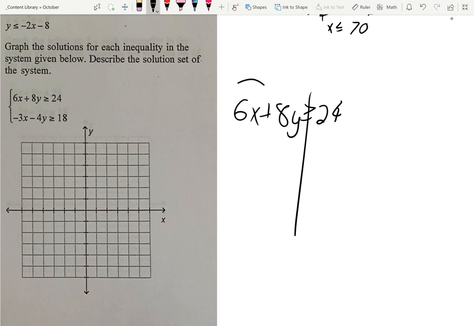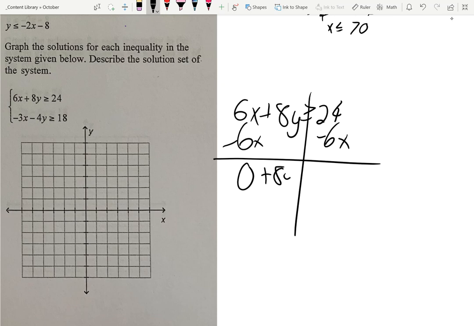So to cancel out 6x, we would subtract 6x. Now we're doing this on both sides to keep the equation balanced, but look what happens. 6x minus 6x is 0, right? It goes away. So that's going to be 0. Then we bring down the 8y, and then we bring down the stuff on the right-hand side, which is 24 minus 6x, which is really just negative 6x plus 24.